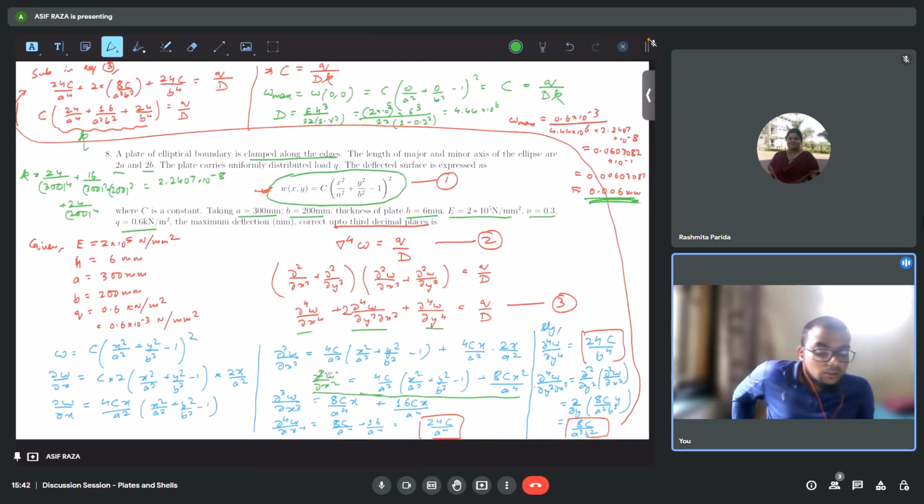So this solves the 8th question, and I'll just end this session here. In the upcoming session, I'll try to discuss the assignment problems related to assignment 2, so that you guys have an idea what went wrong, like were you able to solve or not. If there are any doubts, you can ask.